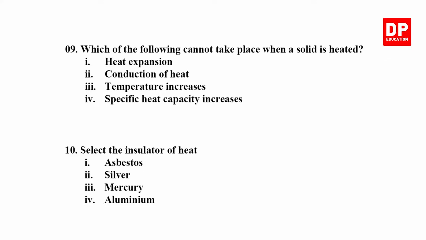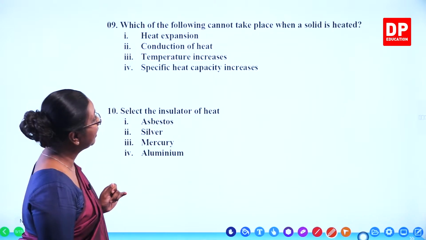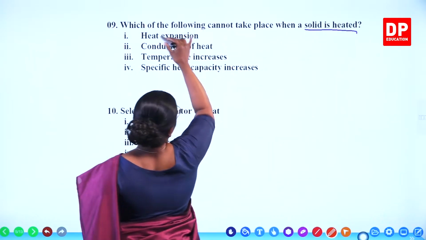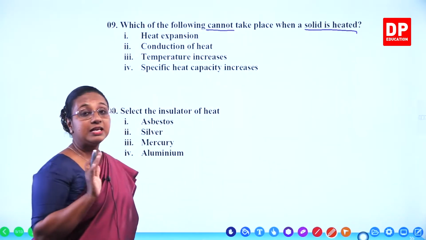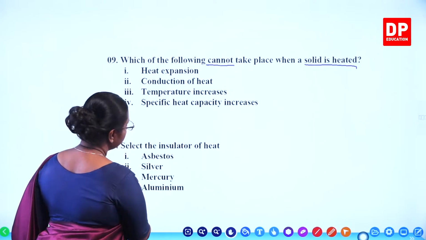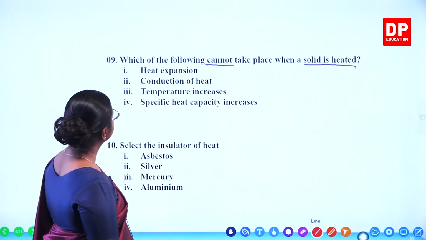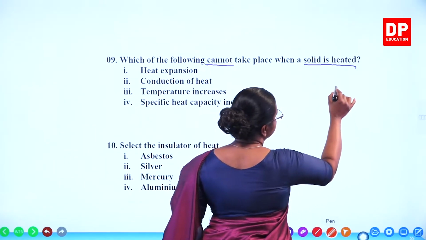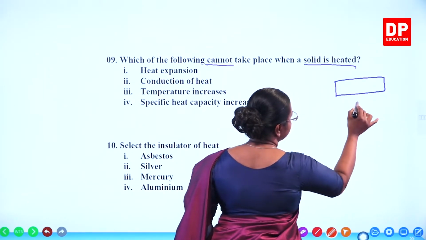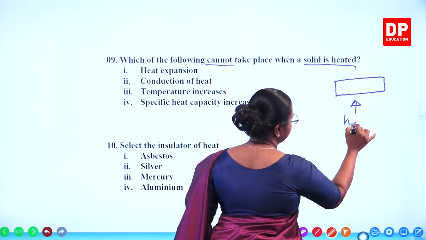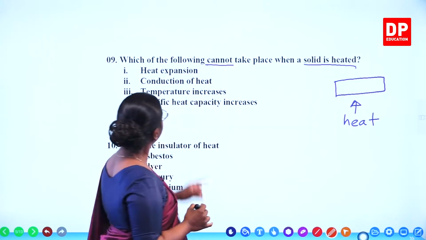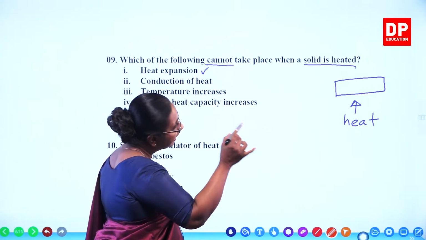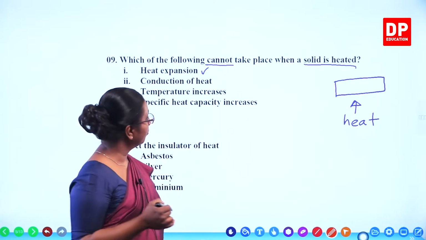Question number 9. Which of the following cannot take place when a solid is heated? Cannot happen when a solid is heated. So, here the important thing is cannot take place. If we look at the answers, heat expansion. Now, when you provide heat to a solid, so let's say we have a solid substance like that, you are going to provide heat, then it can undergo heat expansion. That is possible. Heat expansion, the area can increase or the length or the volume can increase.